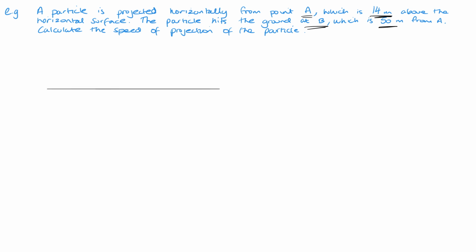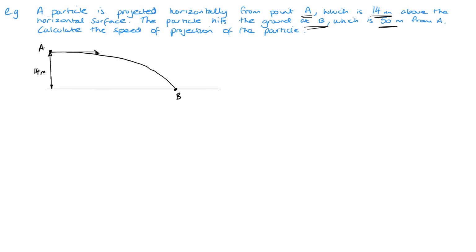So I've got my horizontal ground there. I've got a little bit for my direction that we're going in terms of the velocity, horizontal velocity, and then just some sort of curve that moves down and hits here. So we've got A, we've got B. Now we know this height from the horizontal is 14 meters. We also know that B is 50 meters from A.